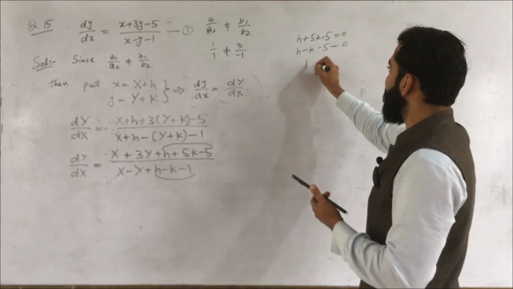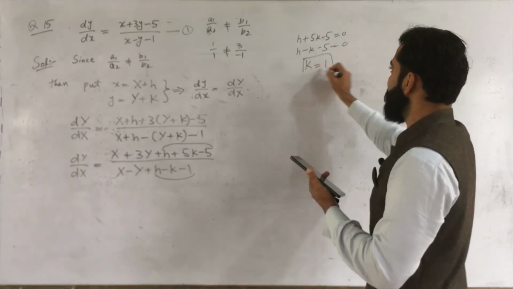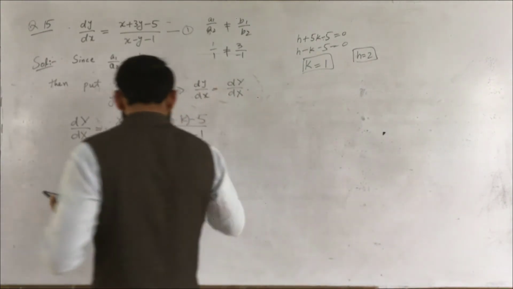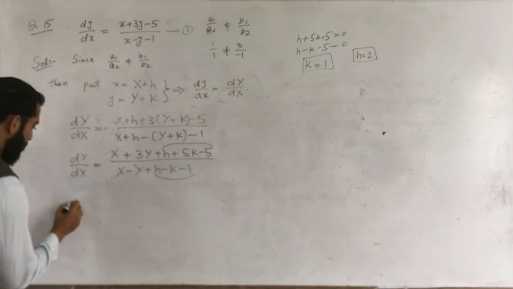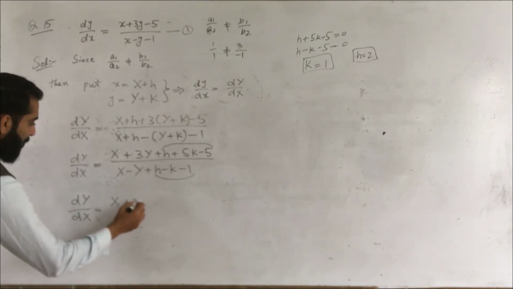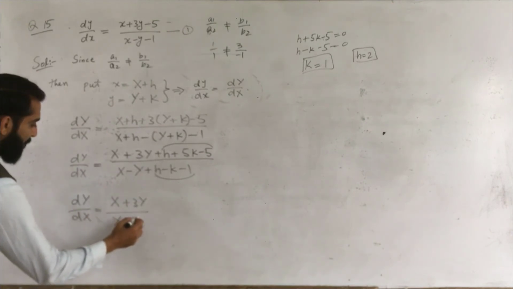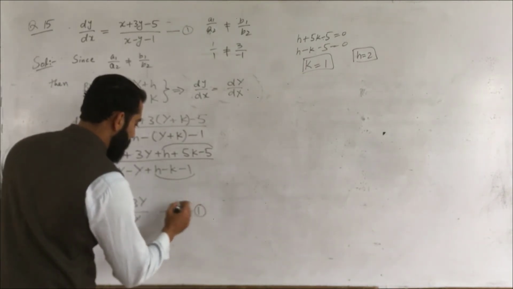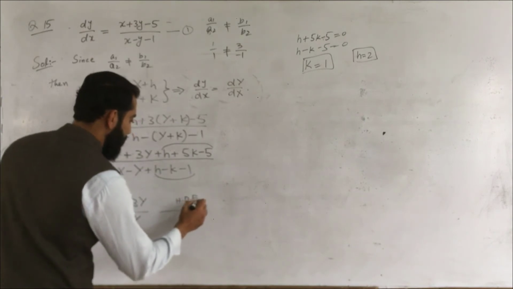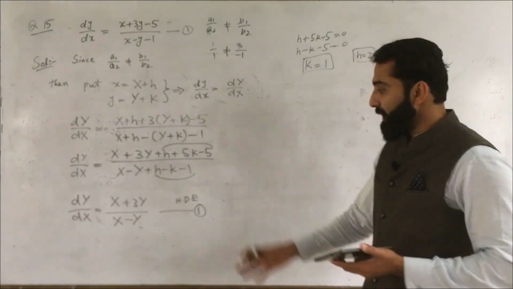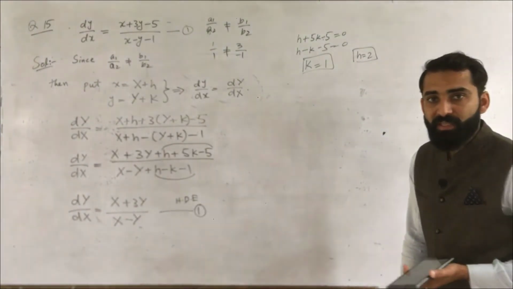So the values of h and k from this system are k is equal to 1 and h is equal to 2. When we put h equal to 2 and k equal to 1 in this differential equation, we get dy over dx is equal to x plus 3y divided by x minus y, which now takes the shape of a homogeneous differential equation. And next, we know how to solve the homogeneous differential equation.